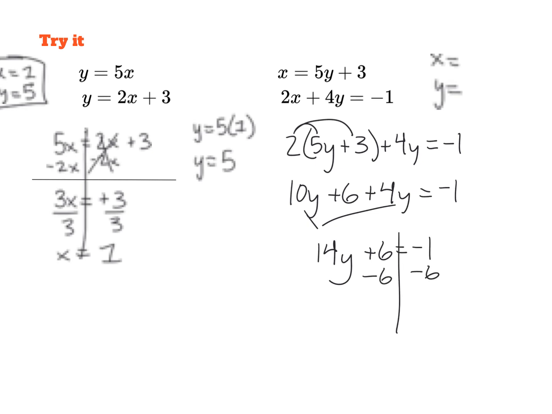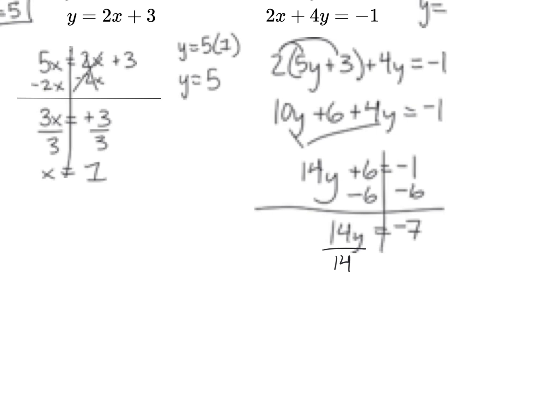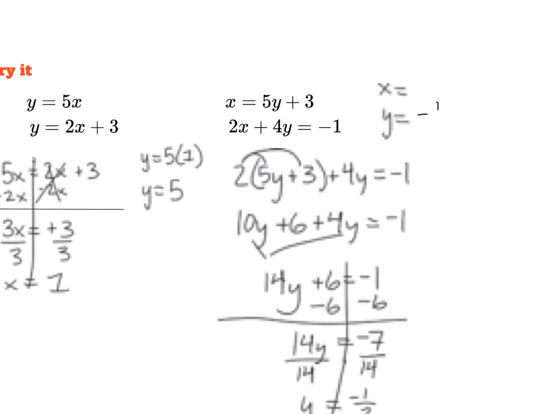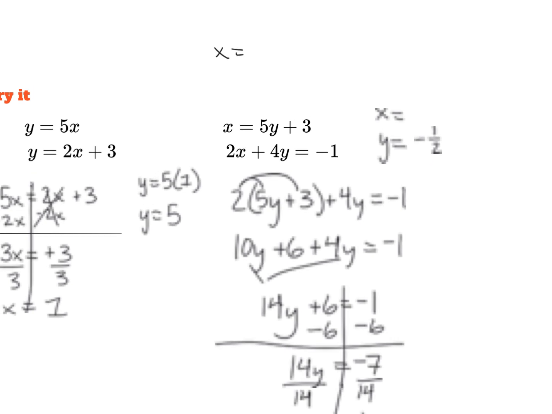I have to subtract 6. This gives me 14y is equal to negative 7. Dividing by 14 will give me y is equal to negative 1 half. Okay, negative 1 half. All right, using that, I should be able to just plug in negative 1 half into that first one. Again, you can choose either or. I'm going to make it easy on myself. Okay, when I plug that in, I should get this.